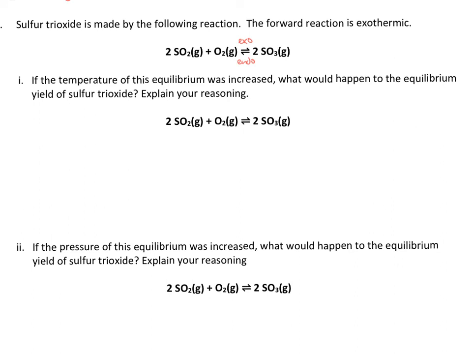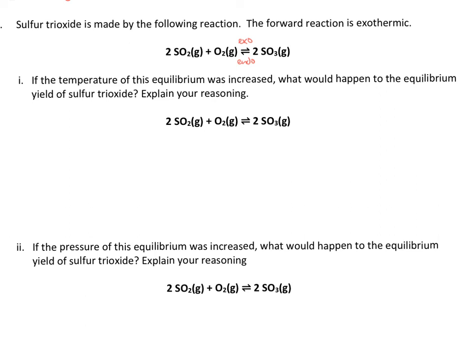So the question then asks, if the temperature of this equilibrium was increased, what would happen to the equilibrium yield of sulfur trioxide? When they say equilibrium yield of sulfur trioxide, they're asking you to say, would you get more of sulfur trioxide? If you think you would, then you say that the yield of sulfur trioxide increases. It's a higher yield. If, however, you think it's going to decrease, then you say there's a lower yield of sulfur trioxide.